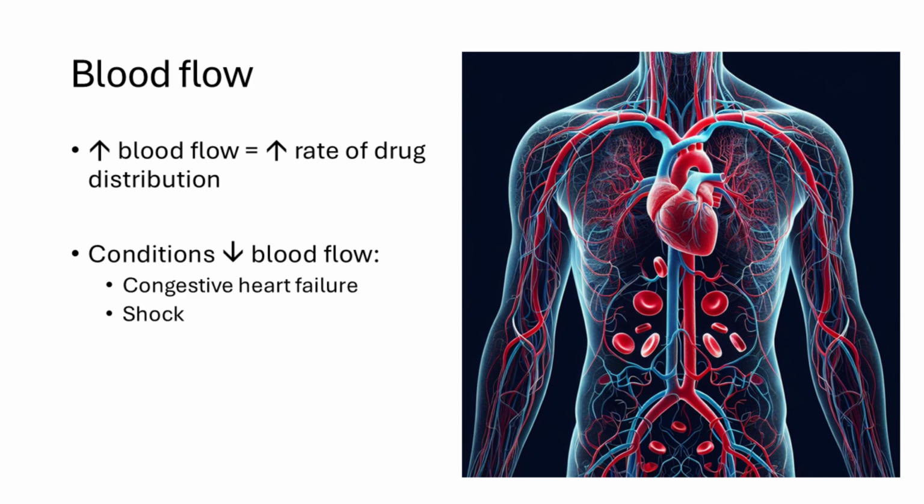Accordingly, you may expect a drug to distribute at a greater rate and to a greater extent into tissues receiving more blood flow. However, it should be acknowledged that this does not always hold true, as blood flow is just one of many factors governing distribution. In practice, changes to blood flow may be clinically important. For example, medical conditions, such as congestive heart failure and shock, may impair blood flow, resulting in a lower rate and extent of distribution.